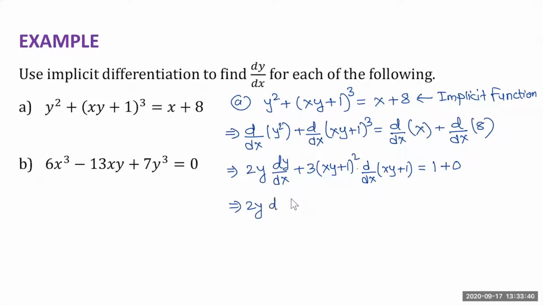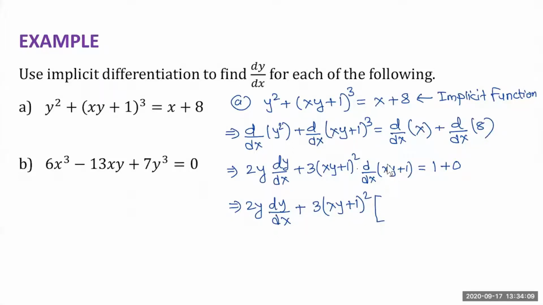2y dy over dx is there. And then we have a plus 3 times xy plus 1 squared. And over here, we have to find the derivative with respect to x of xy plus 1. Derivative of 1 is 0, no doubt on that. That's a constant. But here we have to find the derivative of x times y. Whenever you have x times y, that's a product rule. So we are going to use the product rule there.